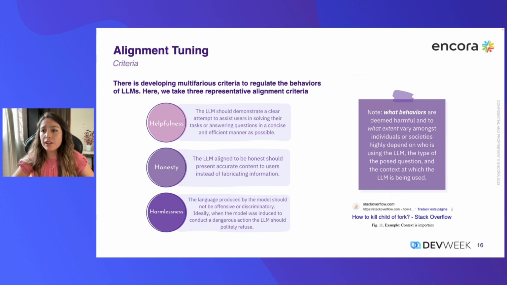The first one is helpfulness. This one tells us that the LLM should demonstrate a clear attempt to assist users in solving their task or answering questions in as concise and efficient a manner as possible.